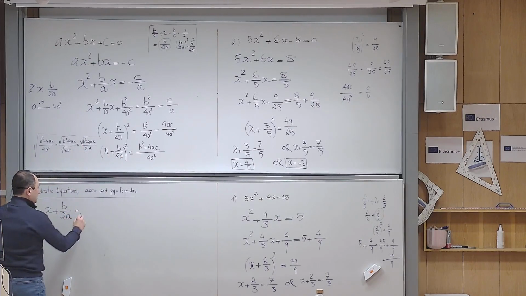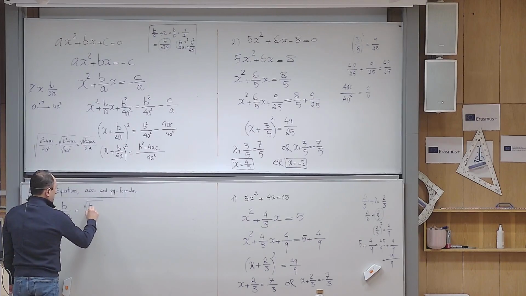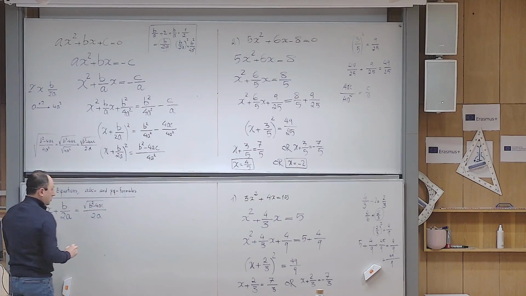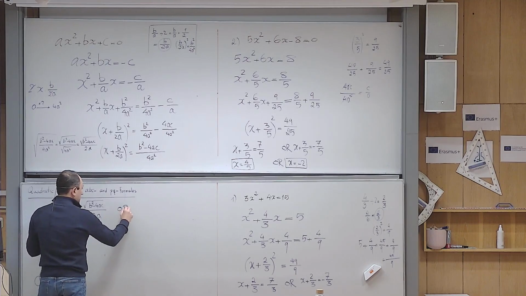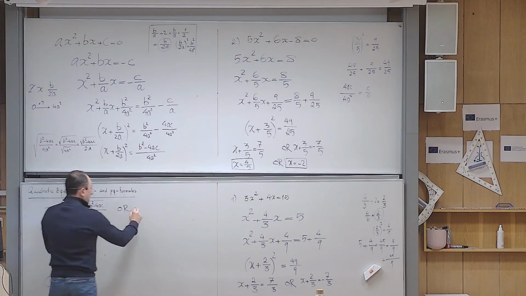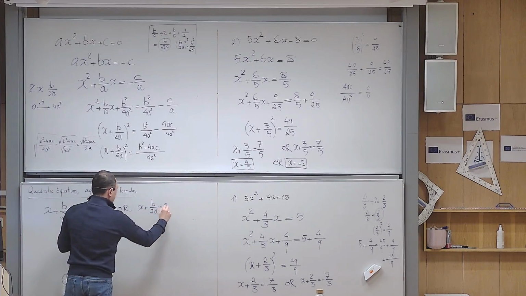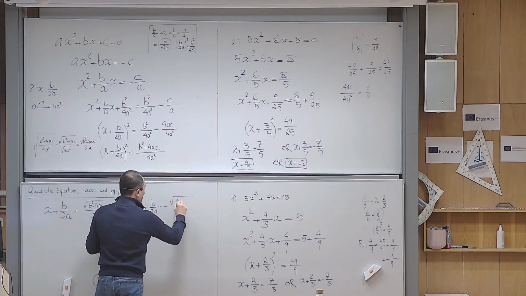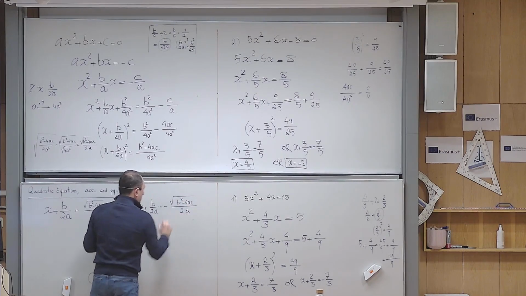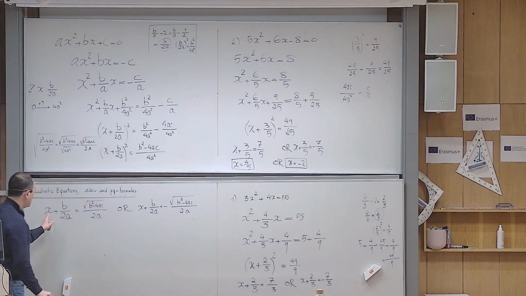So here, I would write square root of b squared minus 4ac over 2a. But this is not the whole answer. Or negative x plus b over 2a is negative square root of b squared minus 4ac over 2a. But the problem is not finished because I'm looking for x. The next steps are extremely simple.